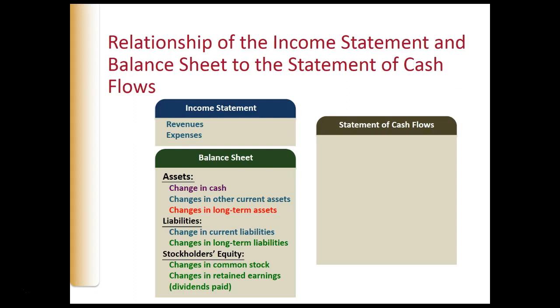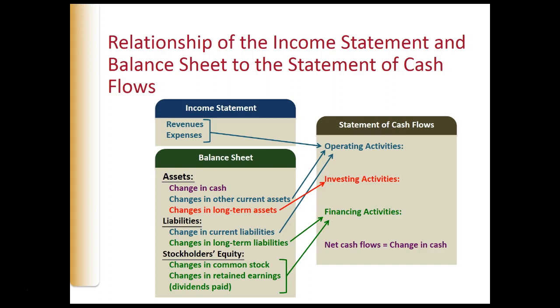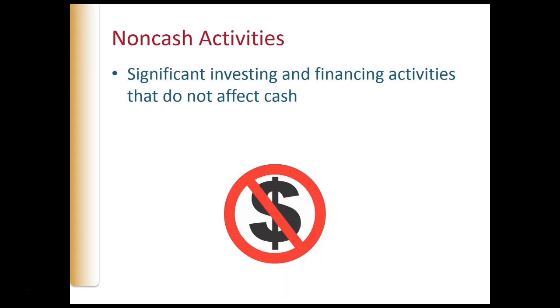Now, this slide summarizes the relationship of the income statement and balance sheet to the operating, investing, and financing sections in the statement of cash flows. So suppose a company borrows $200,000 in cash from a bank, issuing a long-term note payable for that amount. The firm reports this transaction in a statement of cash flows as a financing activity. Now suppose the company uses that cash to purchase new equipment. It reports this second transaction as an investing activity.